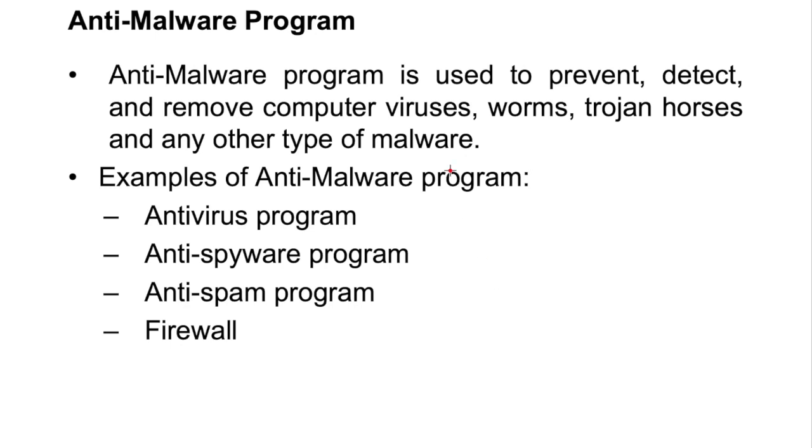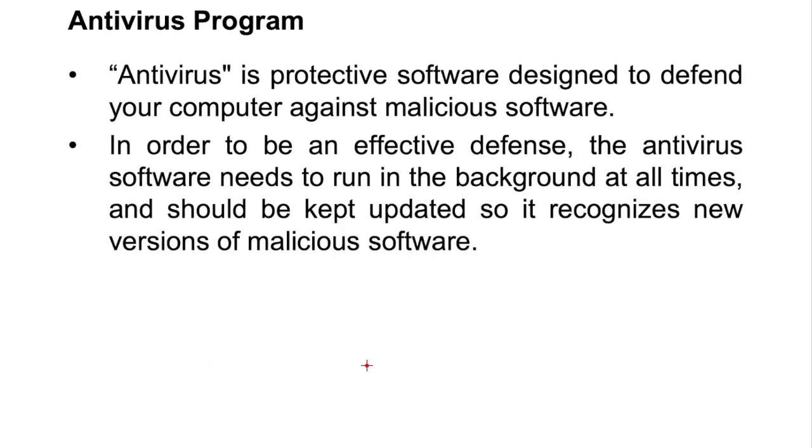Anti-malware programs are used to prevent, detect, and remove computer viruses, worms, Trojan horses, and other types of malware. Examples of anti-malware programs are antivirus programs, anti-spyware programs, anti-spam programs, and firewalls. So antivirus is protective software designed to defend your computer against malicious software. Antivirus is basically virus detecting or preventing software. In order to be an effective defense, the antivirus software needs to run in the background all the time.